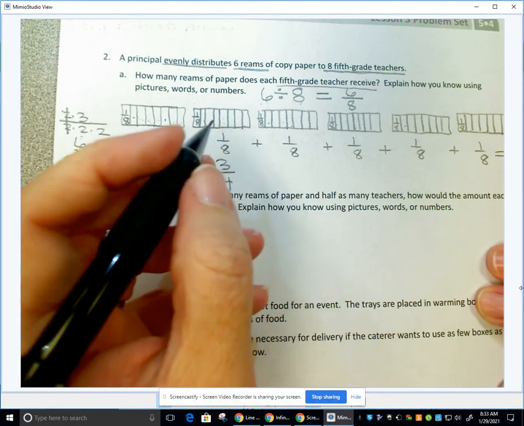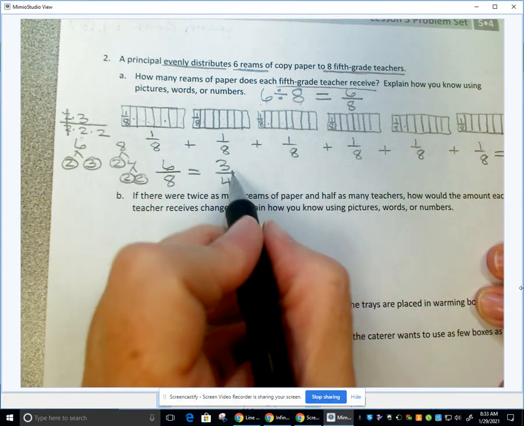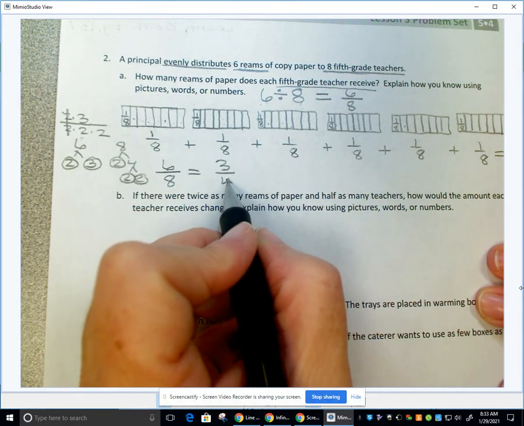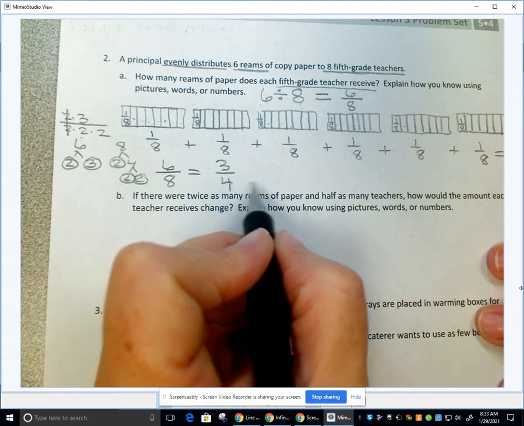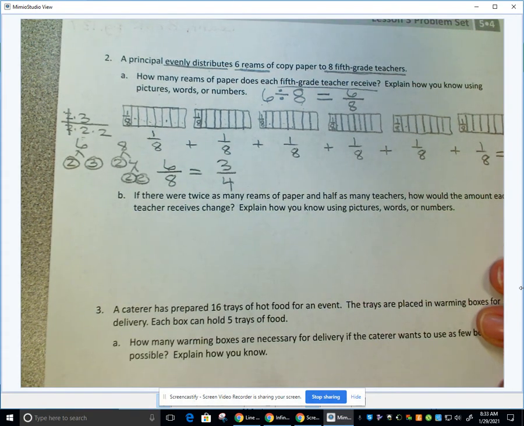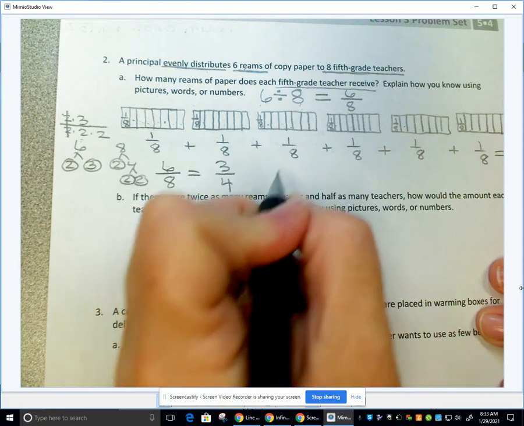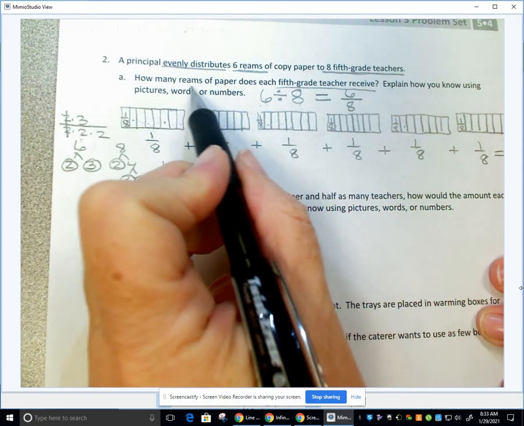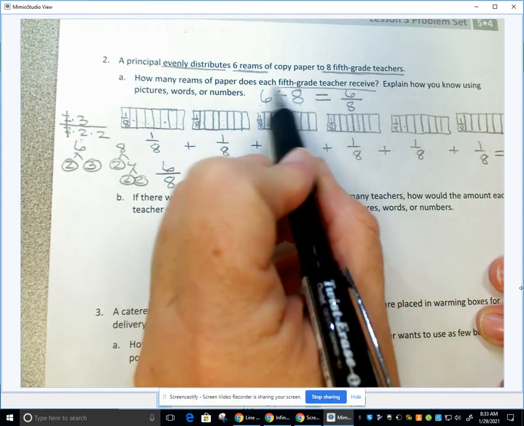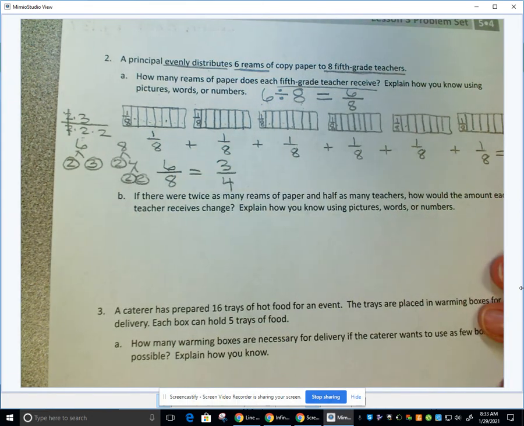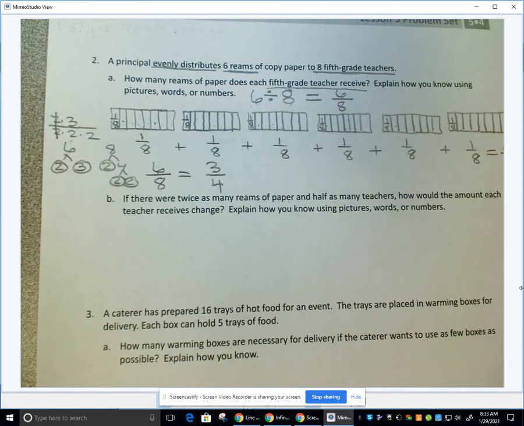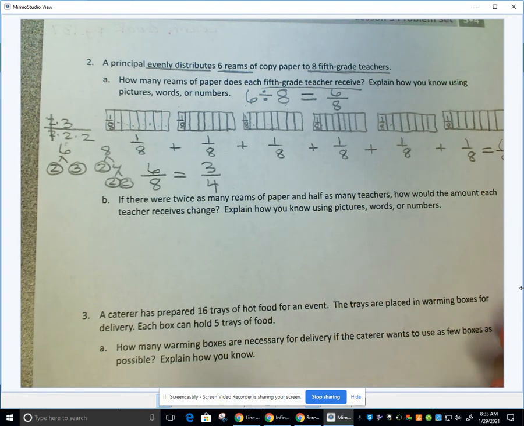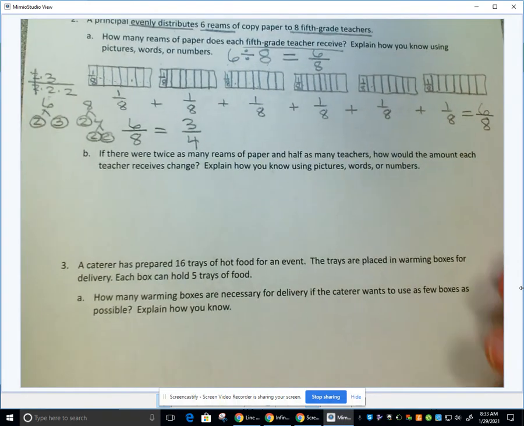So each teacher will receive 3/4 of the copy paper. So there's my answer. 3/4. How many reams of paper does each 5th grade teacher receive? They'll receive 3/4 of the paper. Okay. All right, let's go to B.